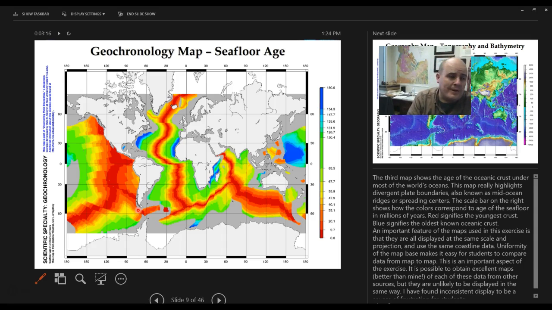So at convergent boundaries, where the plates are coming together, the oceanic crust is being destroyed, and then at divergent boundaries, the oceanic crust is being formed. Okay, that's an important concept.